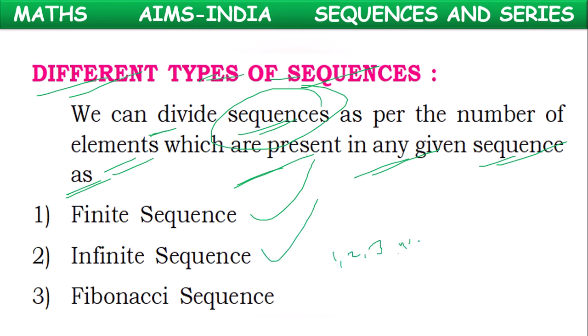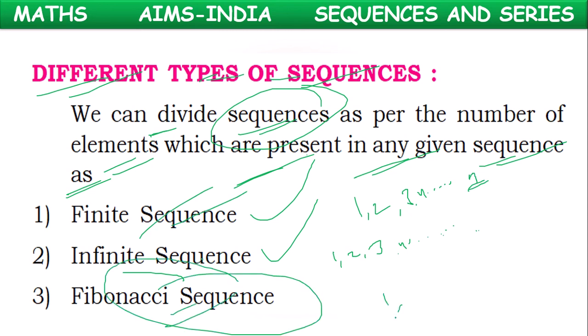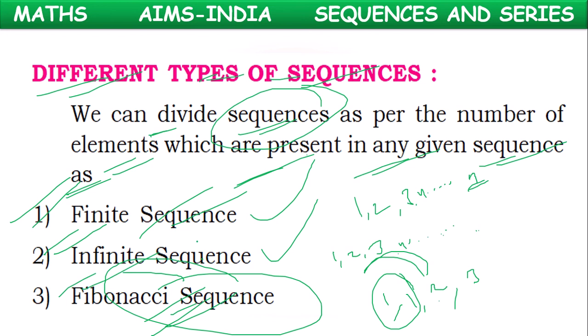the end. If they have dots at the end and if they have an end element, then it is a finite sequence, or Fibonacci sequence. Fibonacci sequence means if the third term, or if any term, is the sum of its previous two terms, it is called Fibonacci sequence. Like that, so far we have discussed some sequence types. So let's elaborate them one by one.